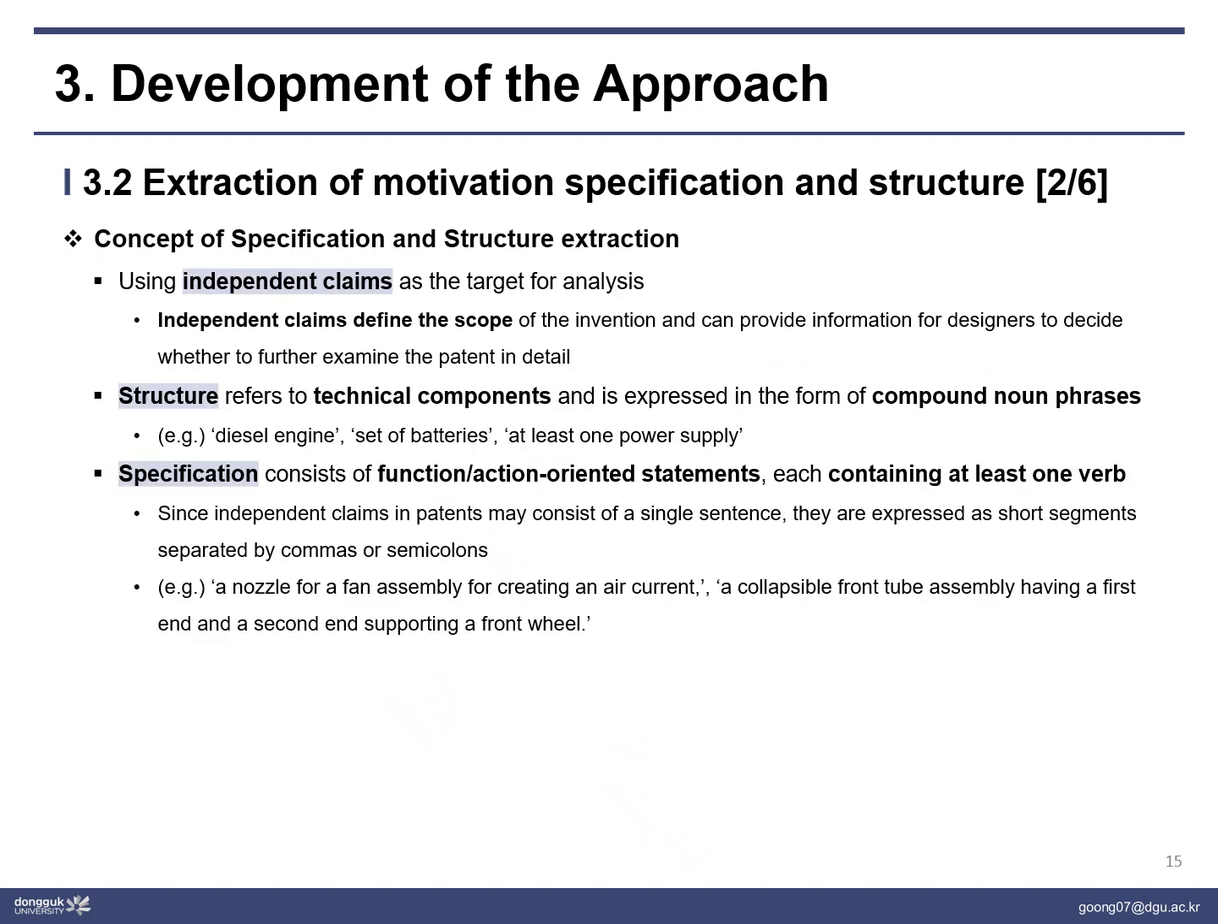Independent claims are used to extract the specification and structure. This is because independent claims define the scope of the invention. Structure refers to technical components and is expressed in the form of compound noun phrases. Specification is a function-centered sentence and includes at least one verb.